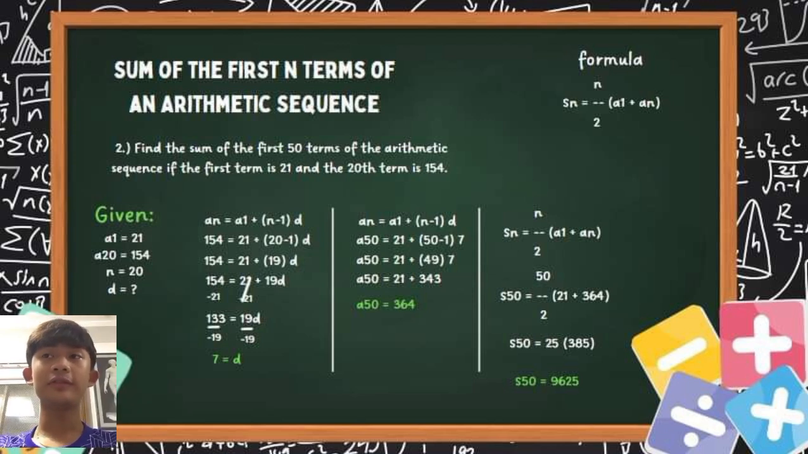After we find our 50th term, now we are going to solve for the sum. The formula we are going to use is this, since our a sub n is given. So replace the given. 50 divided by 2 is 25, and 21 plus 364 is 385. After we divide and add, next we are going to multiply. 25 times 385 is equal to 9,625. So the answer for find the sum of the first 50 terms of the arithmetic sequence is equal to 9,625.